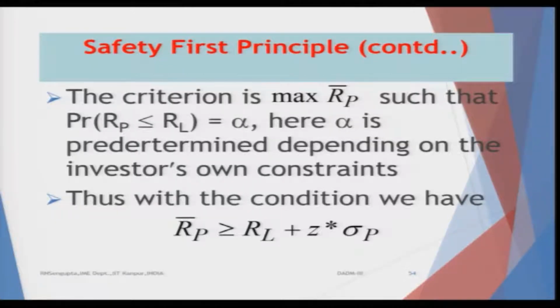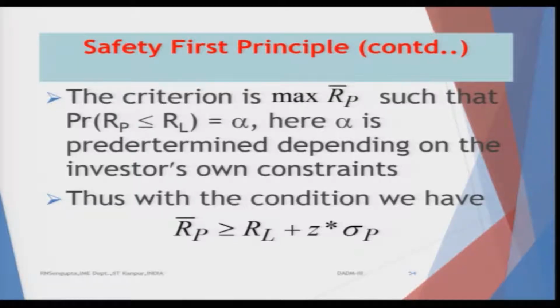When you are considering maximization of RP bar, you are trying to shift the average value of the distribution more onto the right. The distribution by itself will move as the average value moves, and you may keep the probability of the overall area for RP, which is a random variable, being less than RL bounded by some alpha value. That is the level of reliability or confidence you want to put. Here alpha is predetermined, depending on the investor's own choice and constraints, or the experiment he or she is doing. If we consider the very simple case of normal distribution, it can be easily broken up.